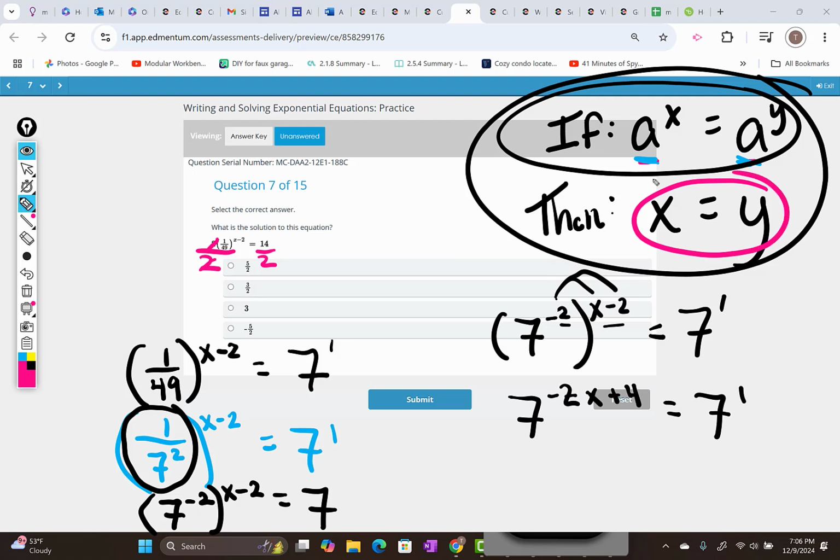So now we can set the exponents equal to each other. So we're going to set negative 2x plus 4 equal to positive 1. So I'm going to subtract 4 from both sides. We're left with negative 2x equals negative 3. And then finally, I still managed my space poorly, but I think we can see this answer. x is going to equal negative 3 divided by negative 2. Negative divided by negative is a positive, so the answer is positive 3 over 2.